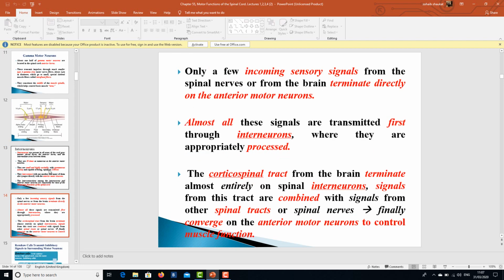Only a few incoming signals, the incoming sensory signals from the spinal nerves or from the brain, terminate directly on the anterior motor neurons. Almost all these signals are transmitted first through interneurons, where they are appropriately processed. The corticospinal tract from the brain terminates almost entirely on spinal interneurons. The signals from this tract are combined with signals from other spinal tracts or spinal nerves, and finally they converge on the anterior motor neurons to control muscle function.